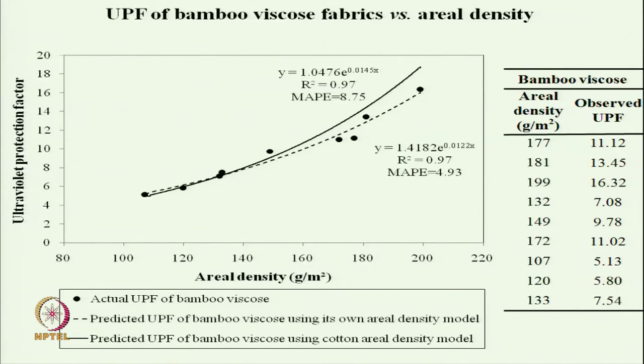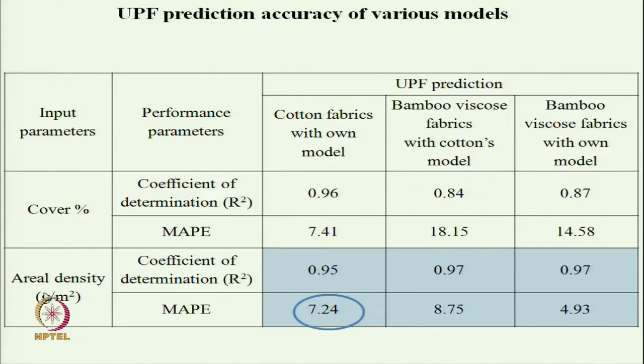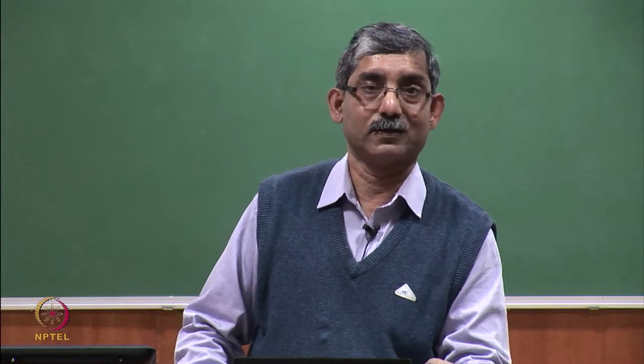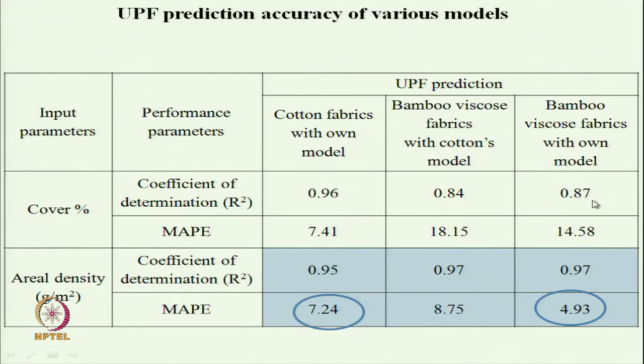Now, if we see the areal density for cotton with the cotton model, it is 7.24, and areal density of bamboo viscose with the bamboo model, it is 4.93. Bamboo viscose with its own model, so 4.93. So, it is recommended that we should use their own model, but areal density as the independent variable, not the cover factor. So, cover factor gives higher error percent.